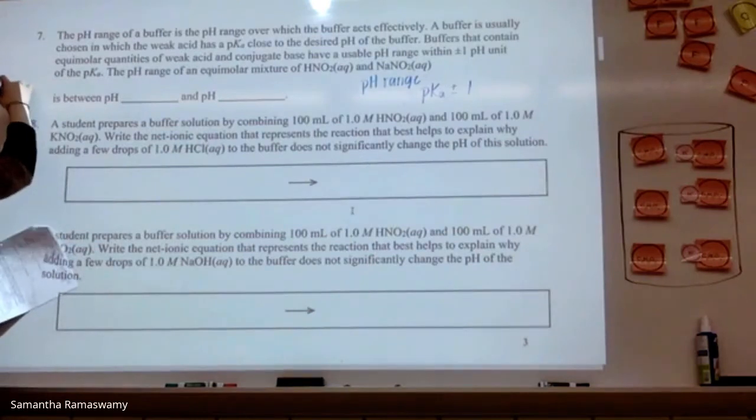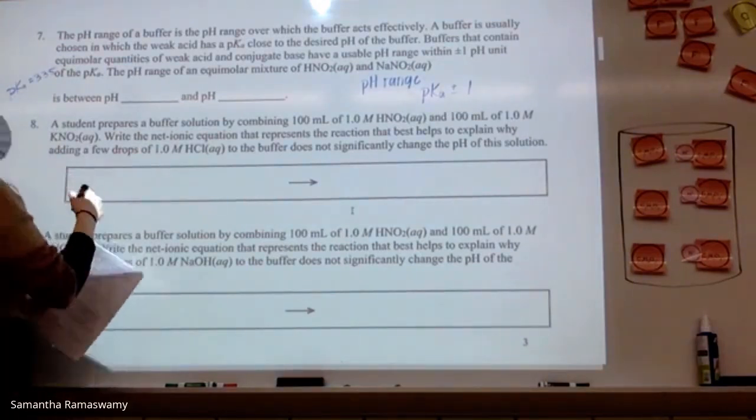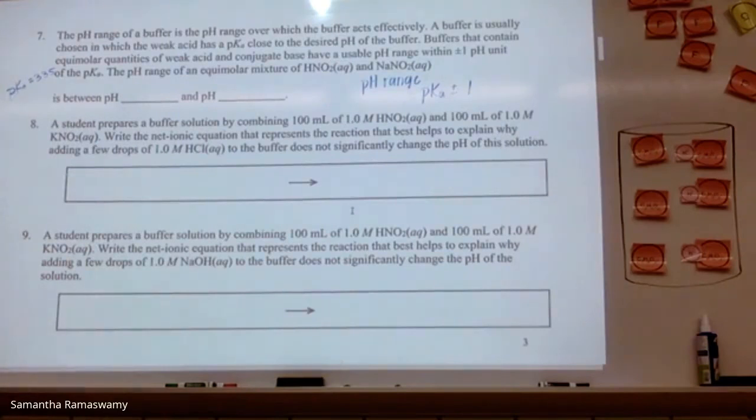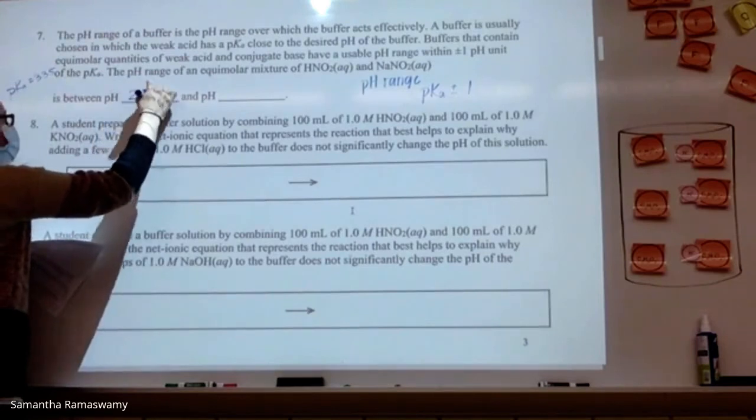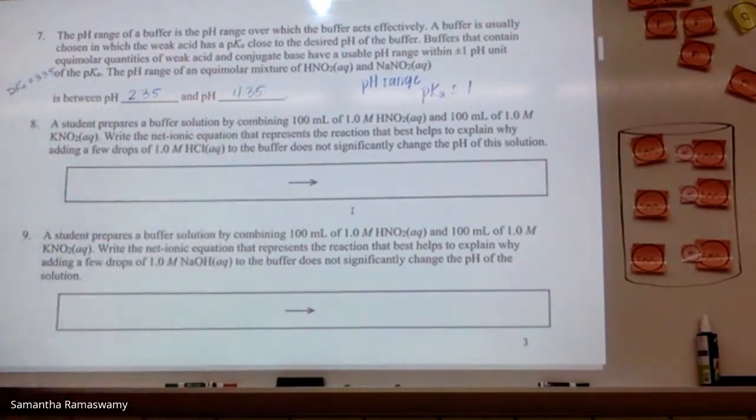So the pKa that we calculated before was 3.35. So that means that the pH range for a buffer of HNO2 and NaNO2 would be between a pH of 2.35 and 4.35. So the pH range of this buffer will work between a pH of 2.35 and 4.35. So it's not going to work if you try to have a pH of 10. Right? This buffer is not going to work. That's too much base. You're going to break the buffer.